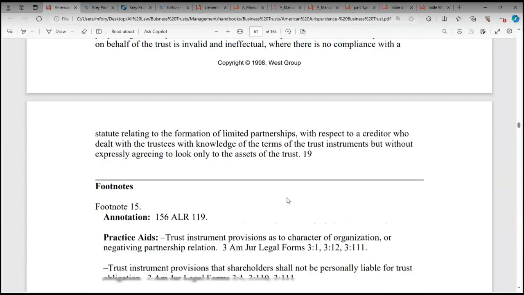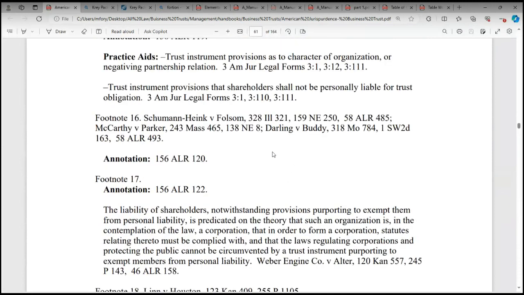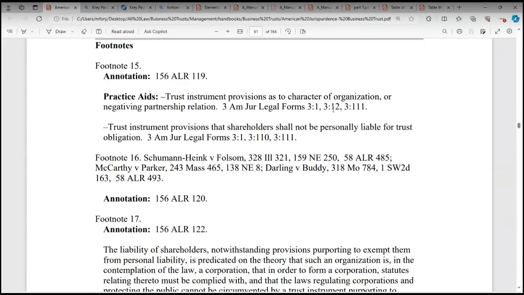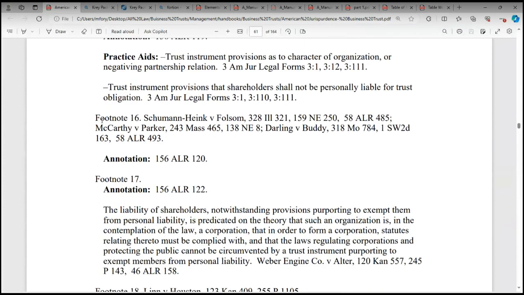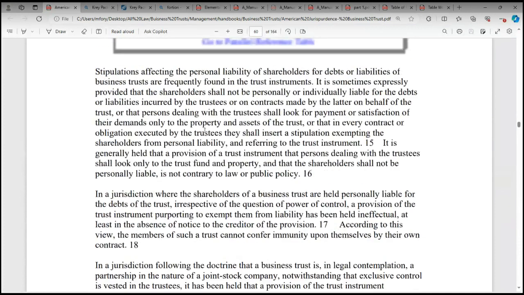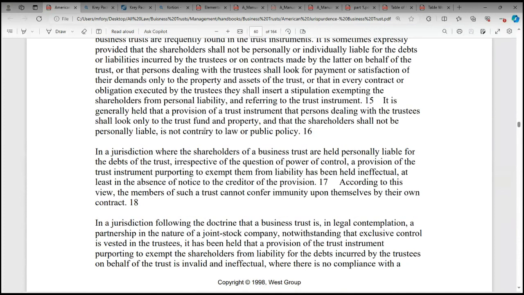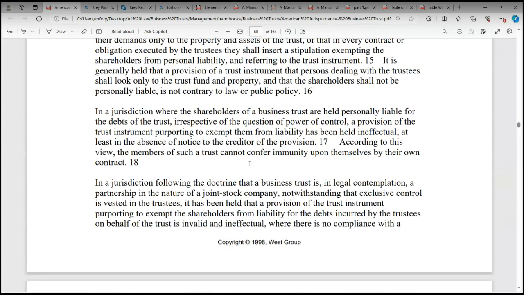They give you footnote number 15. That's probably, yep, they give you a practice aid. Legal Forms, American Jurisprudence, Volume 3, for both of them. And then they give you, oh no, that's footnote number 16. It is generally held that a provision of a trust instrument that persons dealing with the trustee shall look only to the trust fund and property, and that the shareholders shall not be personally liable, is not contrary to law or public policy. Can't be if corporations do it. If government and corporations do it, we for sure can.